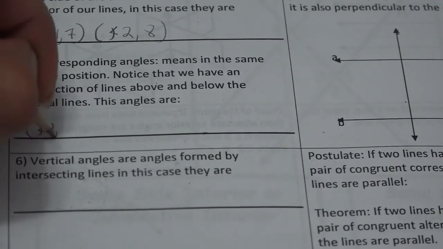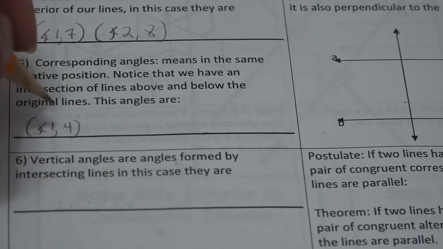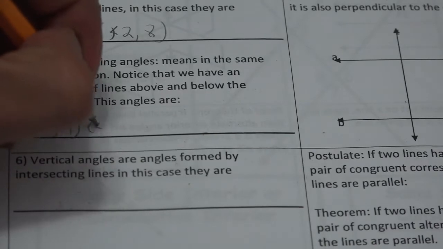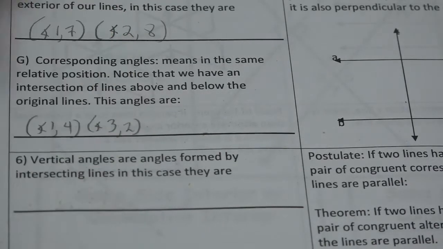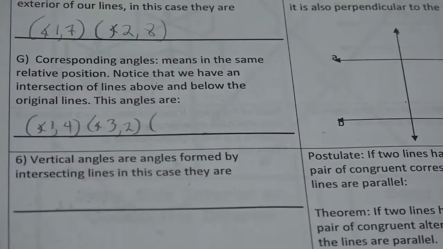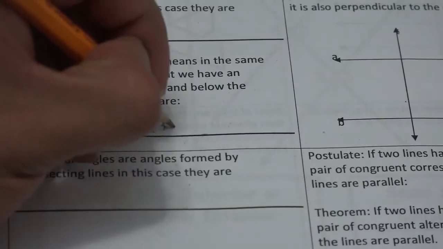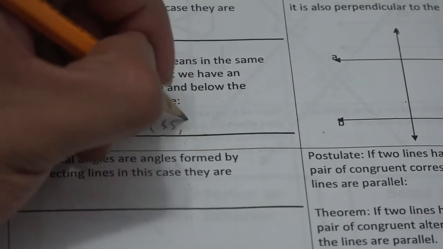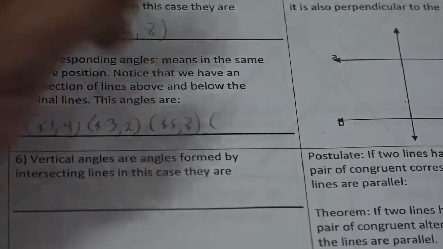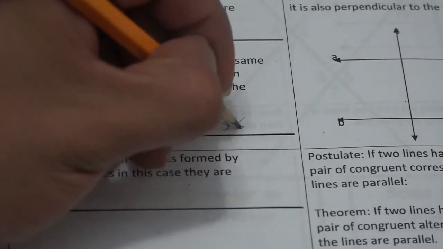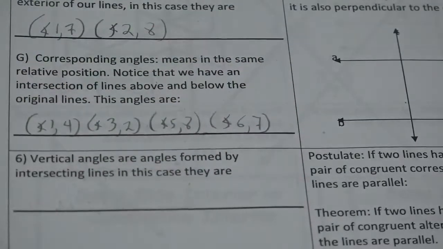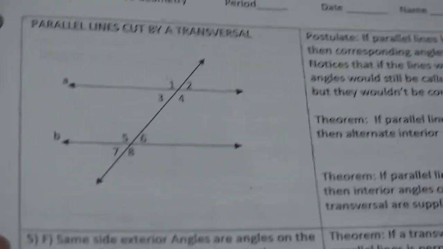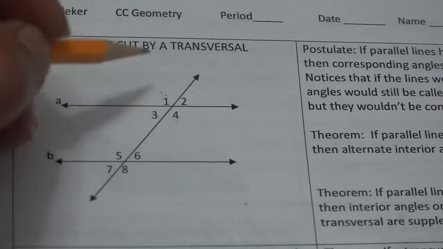So 1 and 4 are vertical angles, 2 and 3. Angle 1 and 4. Okay, angles 3 and 2. Angles 5 and 8. And angle 6 and 7. Now, what's so peculiar about this? Well, vertical angles are congruent. Congruent means they have the same measure.